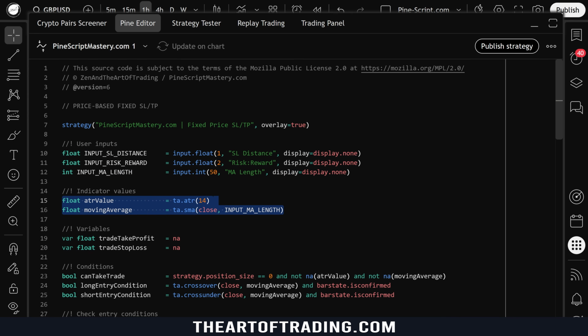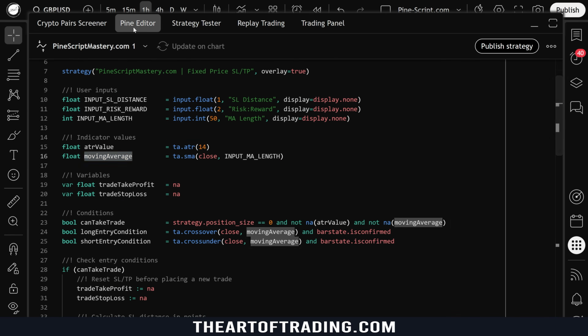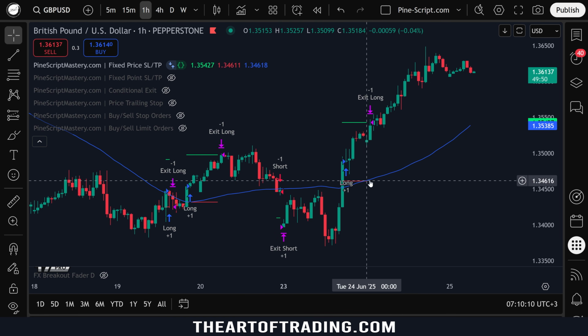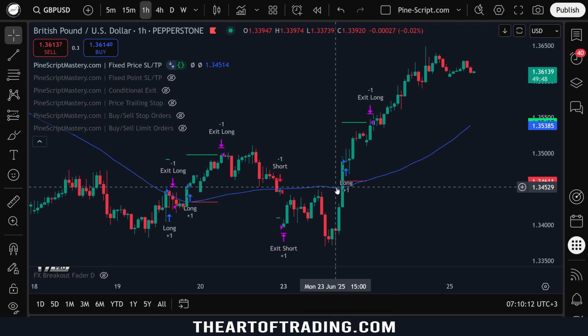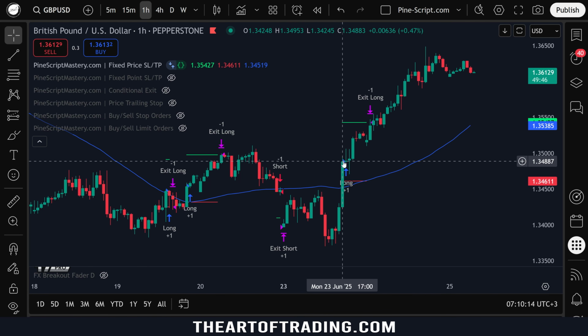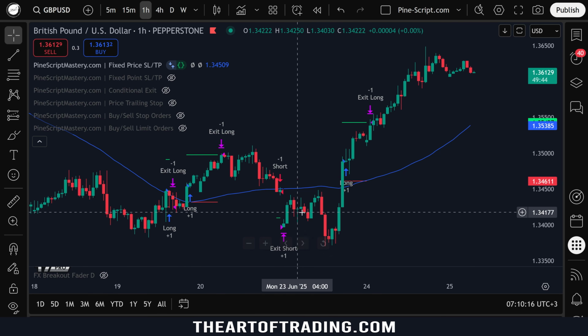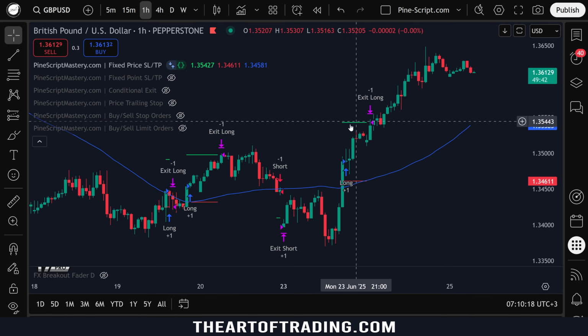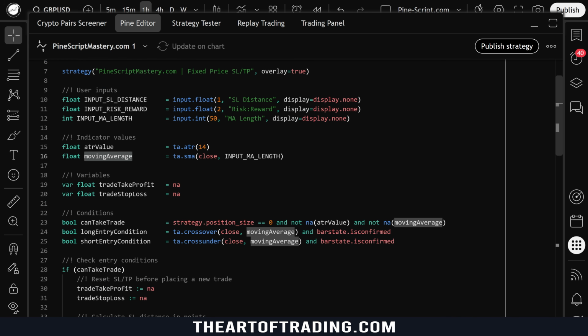We need some indicator values, the ATR value and the moving average. The moving average is simply used for our entry reason. So we're using a very simple entry mechanism. When price closes above this moving average, we enter long. When it closes below, we enter short, and we enter those trades with a fixed take profit and stop loss.